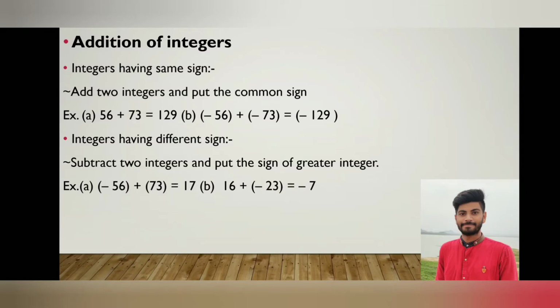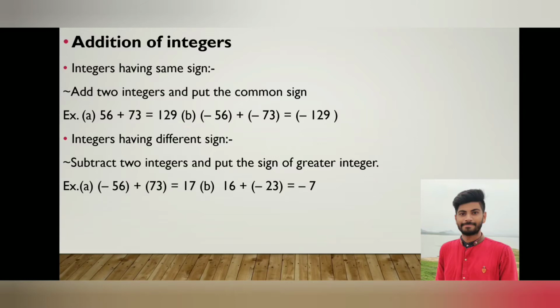Okay, example A, minus 56 plus 73. Here minus 56 it is negative and 73 is positive, and there is an addition of integers. So first of all we will subtract from greater the smaller number. So 73 minus 56 is equal to 17. And then we will put the sign of greater integer, that is 73. 73 is positive, so our answer will be positive.